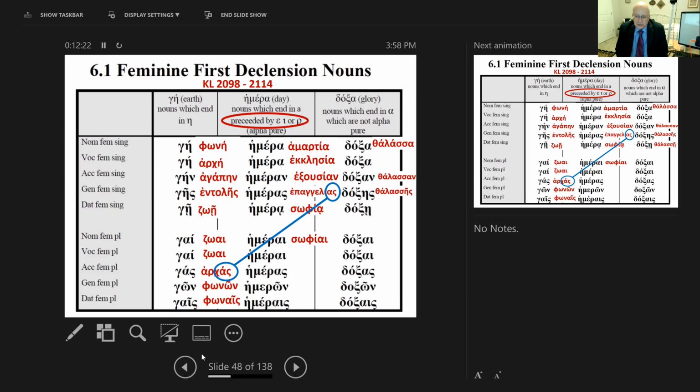The only other thing we need to watch out for is that the genitive feminine singular is as, and the accusative feminine plural is also as. But if we know our vocabulary words, we will know that arches is an eta noun, and it cannot be as. It would have to be es if it were genitive singular. It's only alpha pure nouns that have as as the genitive singular. But the accusative feminine plural is also as.